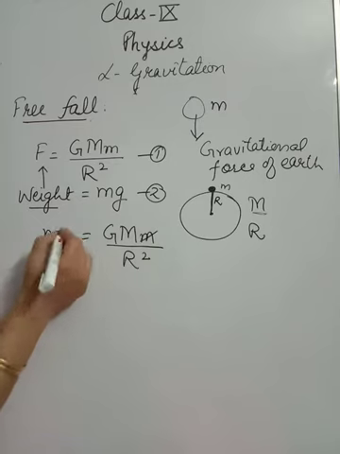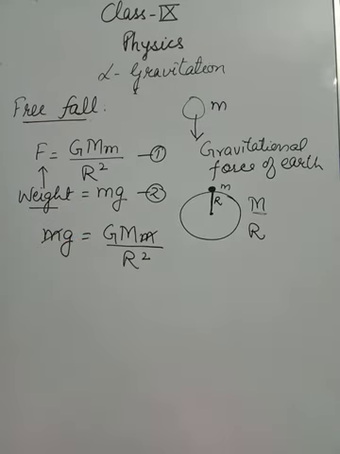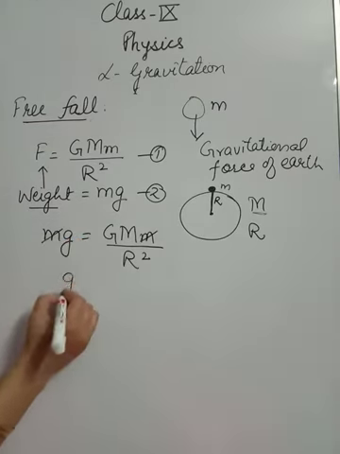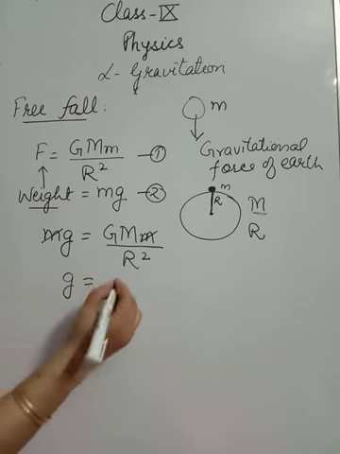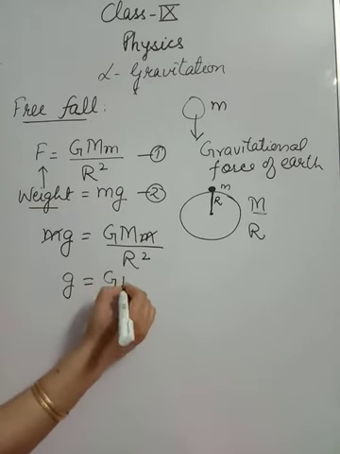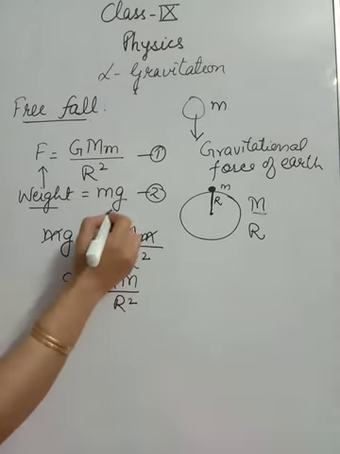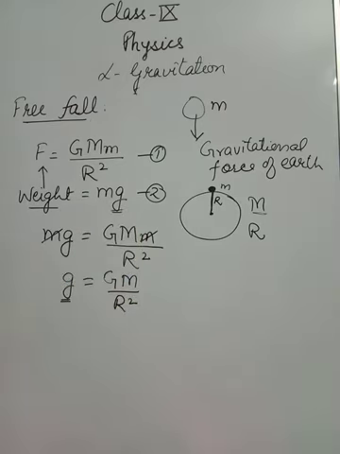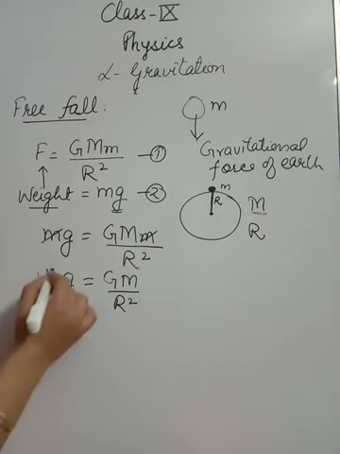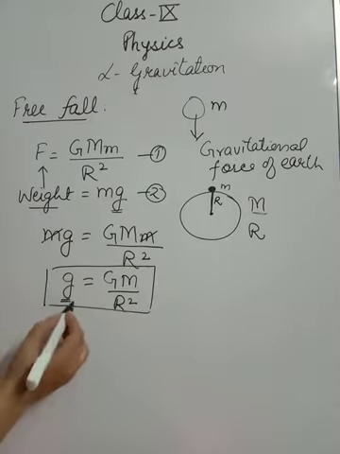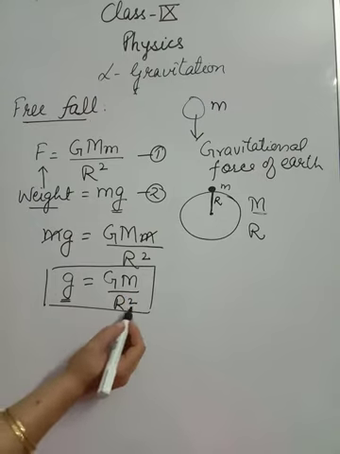Now see, this m is common on both sides, so it will cancel out. So from here we are getting g equals GM upon r square. So what is this g? G is basically acceleration due to gravity. So the relation for acceleration due to gravity we are getting is g equals GM upon r square.